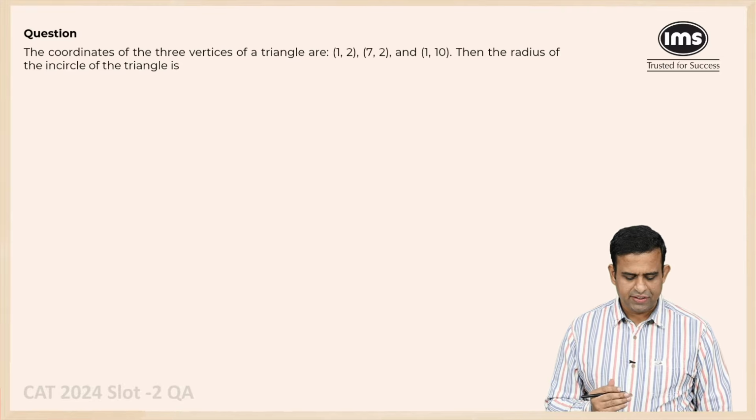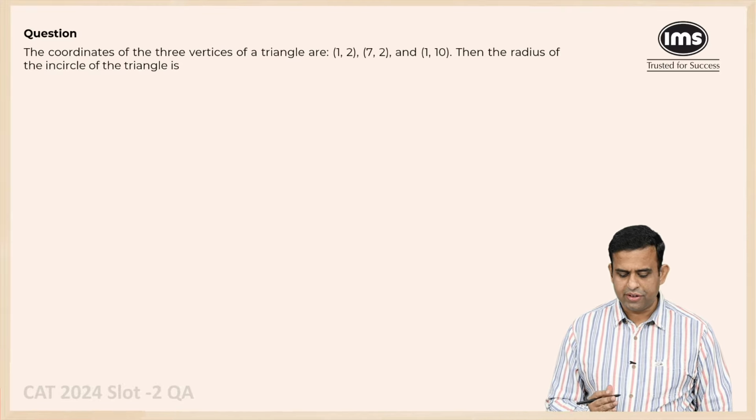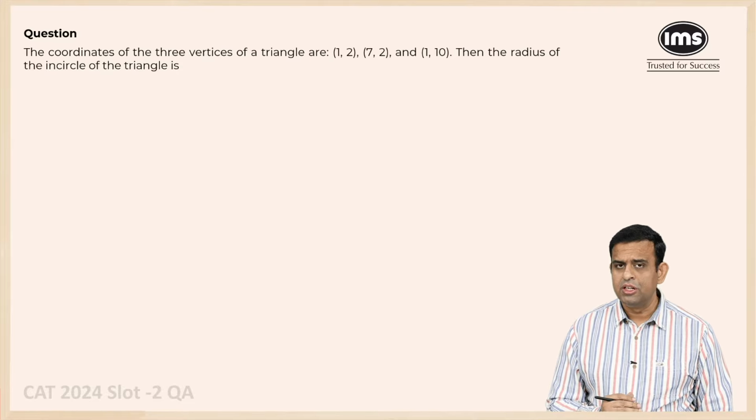In the next sum, it is given that the coordinates of the three vertices of a triangle are (1, 2), (7, 2), and (1, 10). Then the radius of the incircle of the triangle is how much? A very straightforward question.